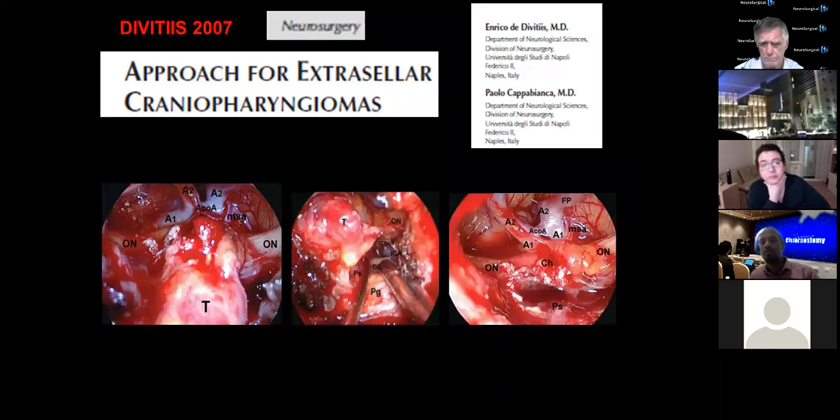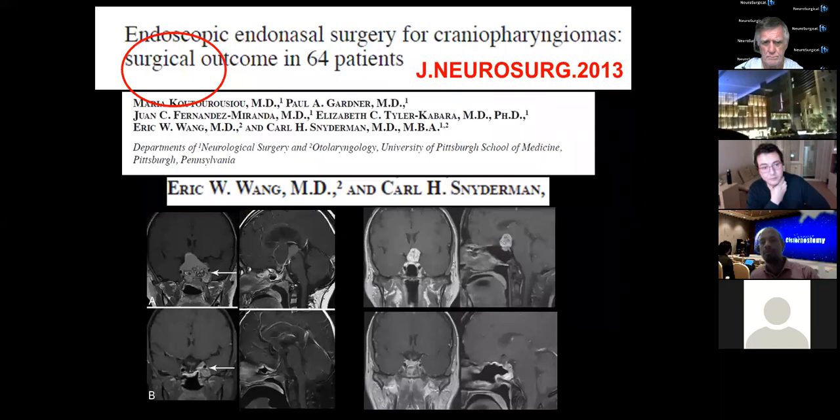Papers. Cavallo 2007, from Italy, with Paolo Cappabianca from Napoli. Look at the views that they produced with their endoscope. But they are going for radical excision, they're not going for biopsy. So whether you're doing it through craniotomy, through the microscope, or with the endoscope, the aim is radical excision of the tumor.